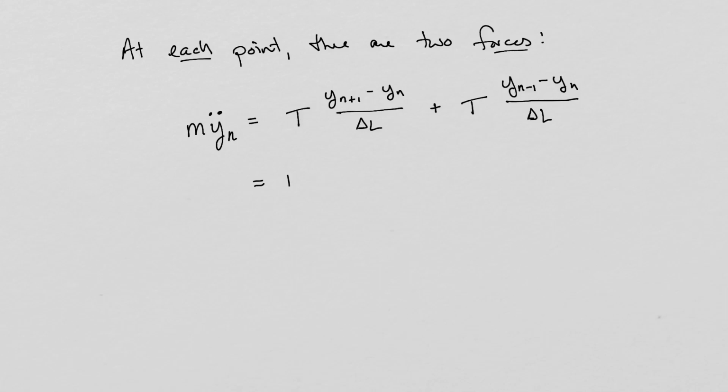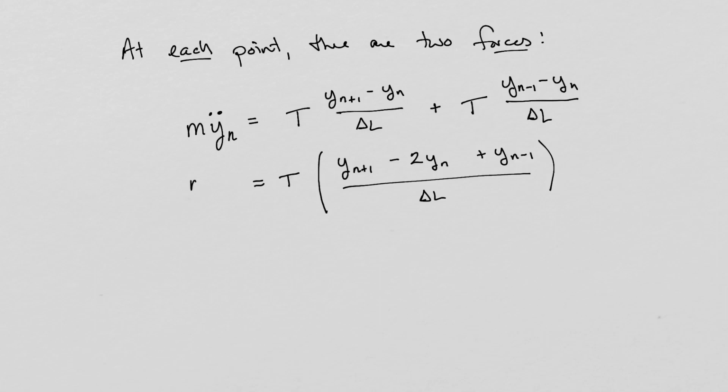So there's a tension in both, so I can pull that out. And I'm going to write this as y sub n plus 1 minus 2 y sub n plus y sub n minus 1 divided by delta L. Okay, and now this should already start to remind you of two things. First, it should start to remind you of every matrix element that we did when we were talking about the finite system of blocks, right? It always had that pattern, 1, minus 2, 1, right?